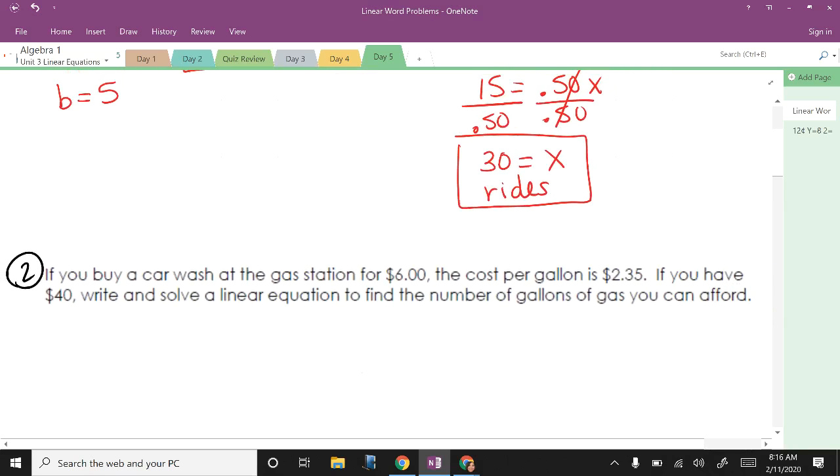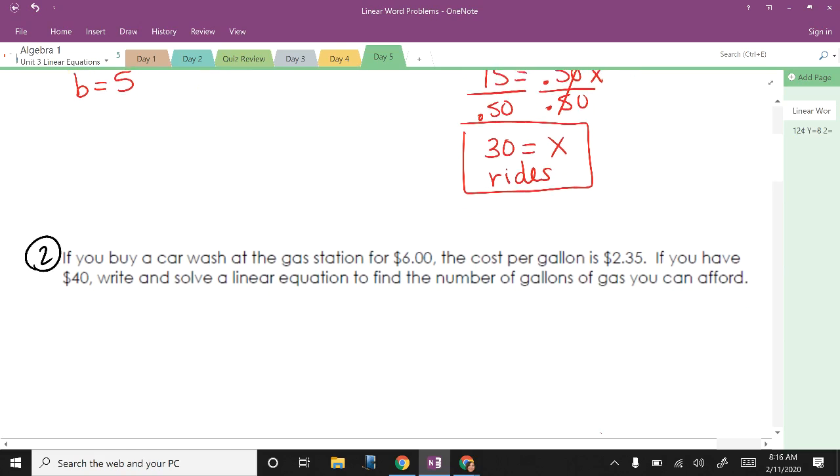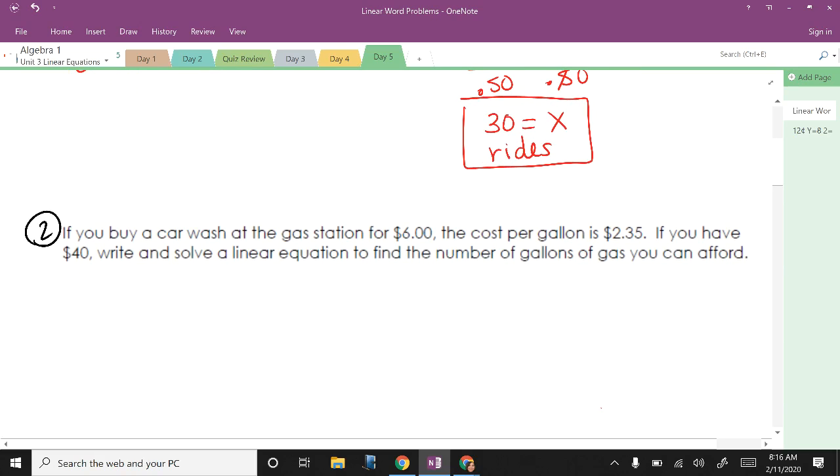Oh, Lord. I don't know what my computer screen's doing. If you buy a car wash at the gas station for $6, the cost per gallon is $2.35. Stop right there. That's enough. So some gas stations, it used to be a thing to where if you pay for a car wash, then they will give you so much off of your gallon of gas. Does that make sense? They give you a special discount on gas. Okay. So if you buy a car wash at the gas station for $6, the cost per gallon is $2.35.